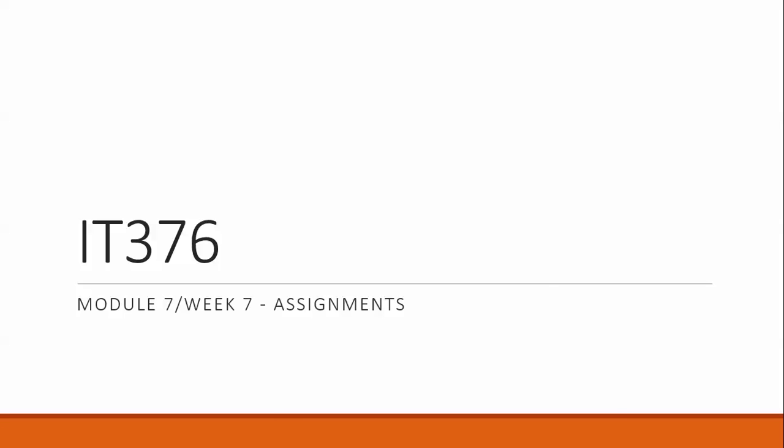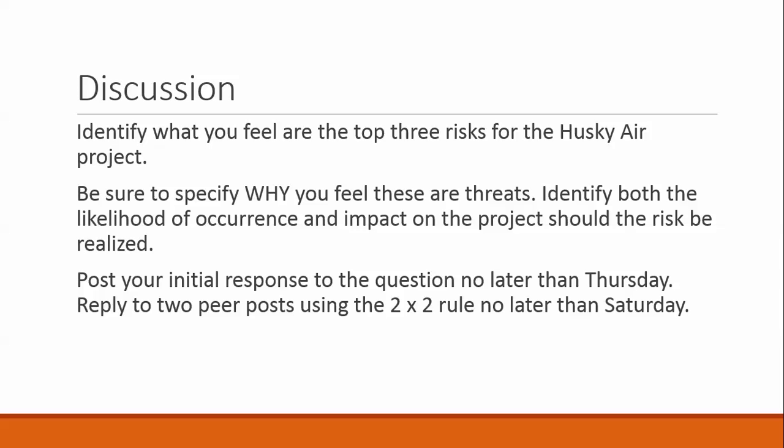Let's talk about our Module 7 assignments. First of all, we have our discussion question, and what we want to do with this discussion question is think about what we believe will be the top 3 risks that the Husky Air project may face. What do you think those top 3 risks will be? Now, you want to be sure you specify why you feel these will be threats, identify the likelihood of occurrence, and the impact on the project should the risk be realized, should those risks actually happen.